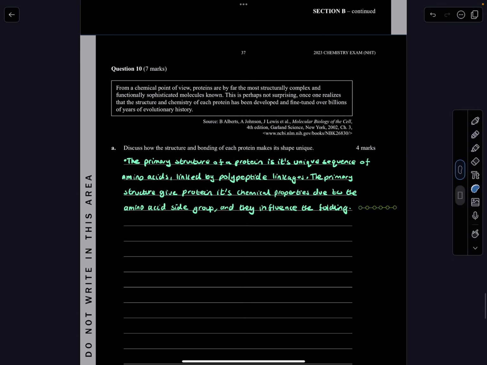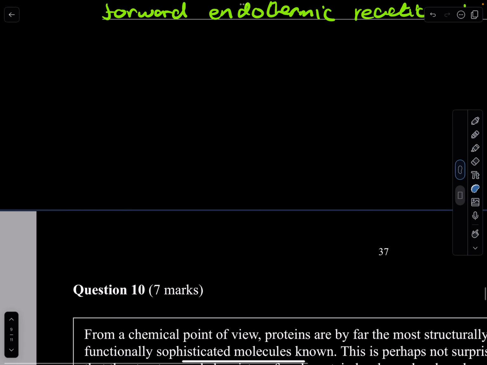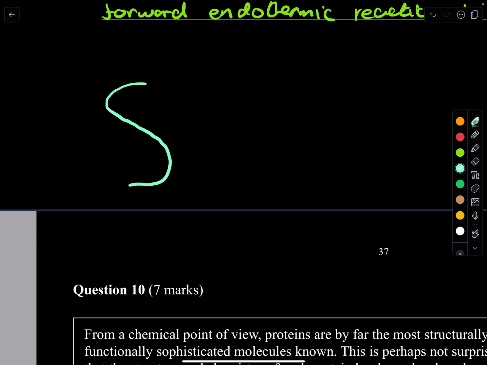Now we're going to talk about the secondary structure. Basically, the secondary structure is where that primary structure now folds. It folds and gives rise to two main structures, and that is the alpha helix and the beta sheet. So let's have a sketch of those. It's really hard to draw an alpha helix, so I'm just going to draw a rubbish one. So it's like this. Remember, secondary structure is only one polypeptide sequence, so you can see it's still one.